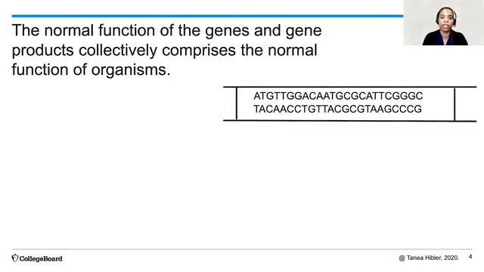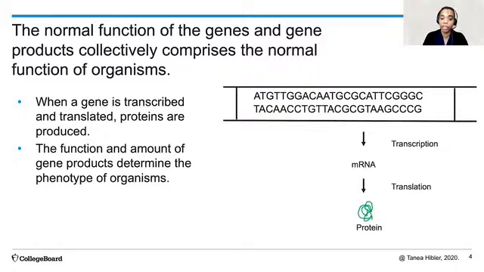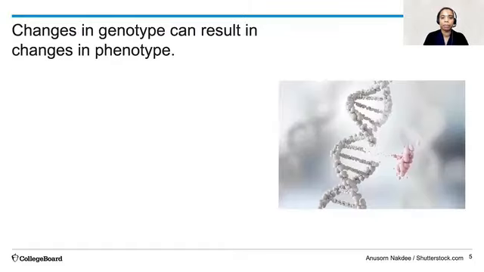The normal function of the genes and the gene products collectively comprises the normal function of organisms. When a gene is transcribed and translated, proteins are produced. So the DNA is going to produce messenger RNA, which is transcription, and the messenger RNA produces protein, which is translation. The function and amount of the gene products determine the phenotype of organisms. But changes in the genotype can result in changes in phenotype.